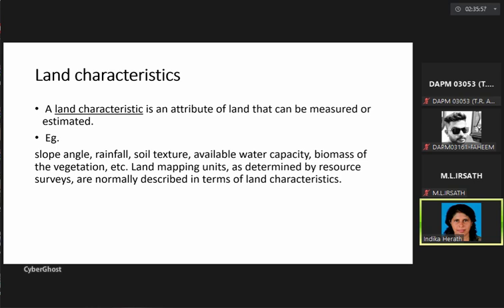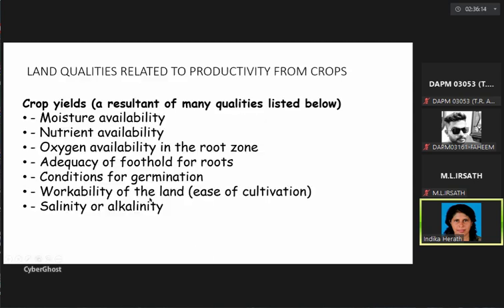Surveys generally describe the land based on the characteristics, right? So that is what we call land characteristics. We will get them one by one and see how they can be described.